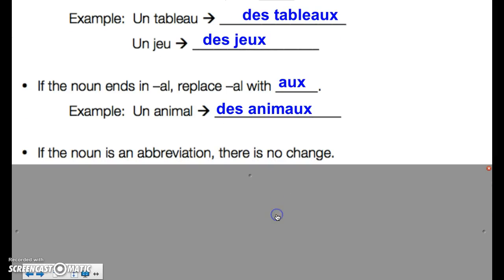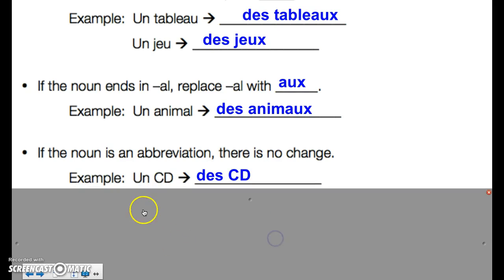And if a noun is an abbreviation, there's no change except the article. So un CD becomes des CD. Again, you don't even put the S on the end. You don't do anything except change un to des.